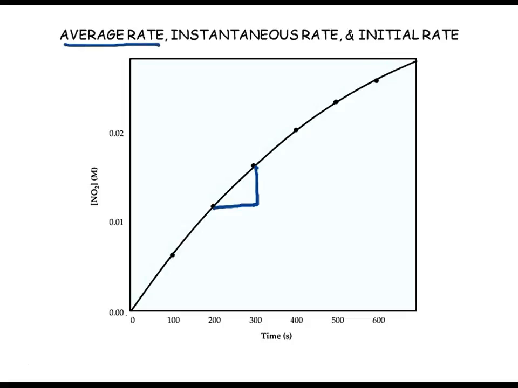In this case, we have 200 seconds and 300 seconds. These could be chosen on the graph, or they could be in a table like the one that's provided in the book for this particular reaction. And the average rate is simply the change in concentration, so the final concentration minus the initial concentration, divided by the change in time, which would be 300 seconds minus 200 seconds, which would be 100 seconds in this particular example. So this could be used from data in a table or from the graph.